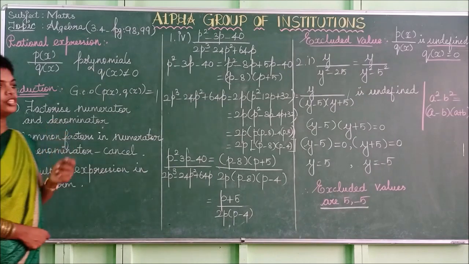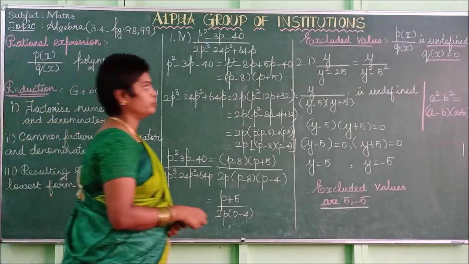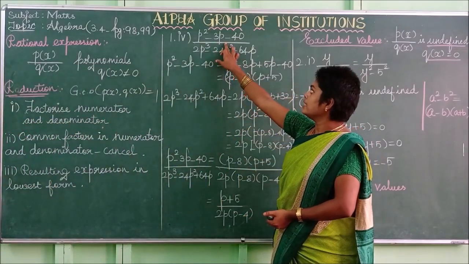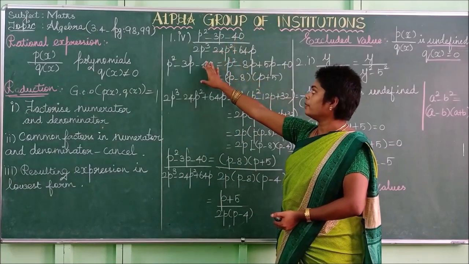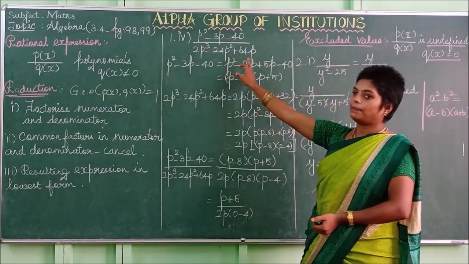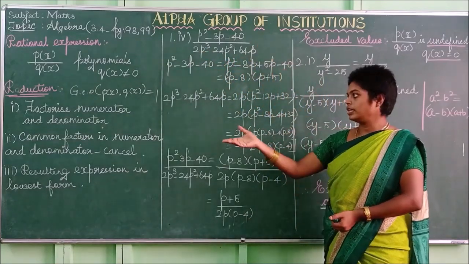Now listen to the question. Check the page number 99. First one, for subdivision. So listen. P square minus 3p minus 40 divided by 2p power 3 minus 24p square plus 64p. So how to reduce into the lowest form using the steps.